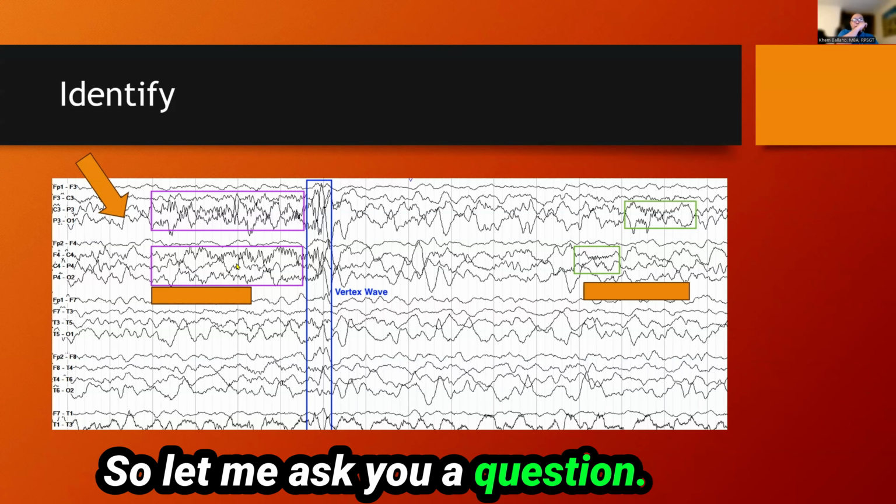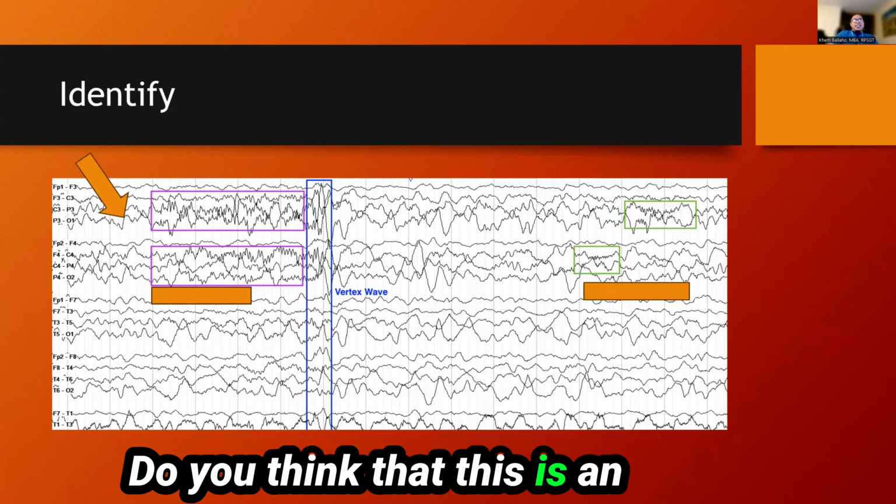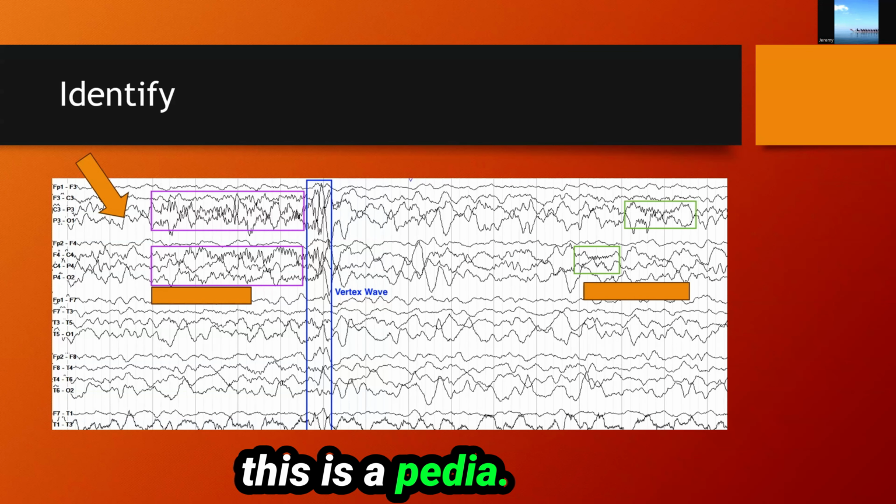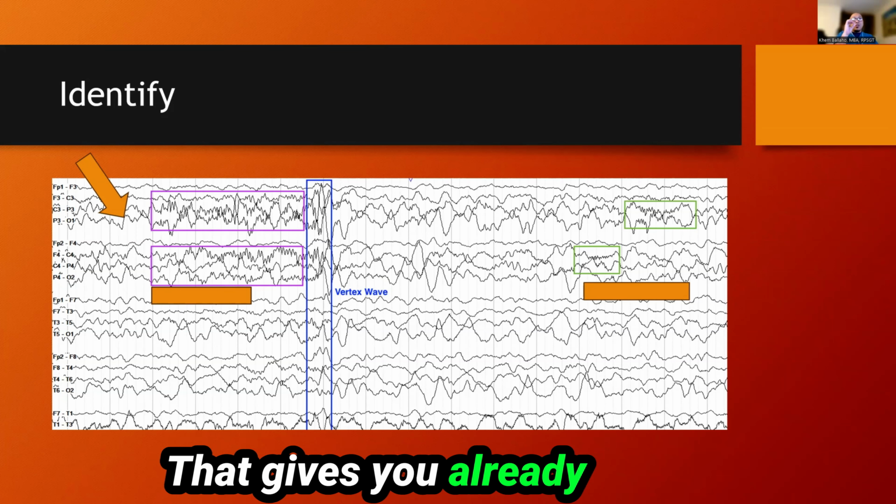So let me ask you a question. Do you think that this is an adult or a pediatric patient? This is pediatric. The waves are big. Yes, the waveforms are so big. Okay, that gives you already a clue.